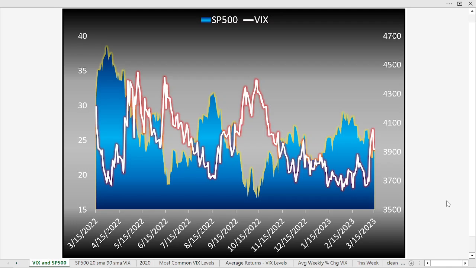It's also called the fear gauge. Over here we see the blue line. The blue area chart is the S&P 500 and the white line is the VIX. So we can see there's almost a perfect inverse correlation. When the S&P 500 goes down, the VIX goes up. When the S&P 500 goes up, the VIX goes down. Recently, we've seen a spike in the VIX moving from the 18 level all the way up to highs of 27. Intraday, actually even a little bit higher than that, around the 30 level the other day.